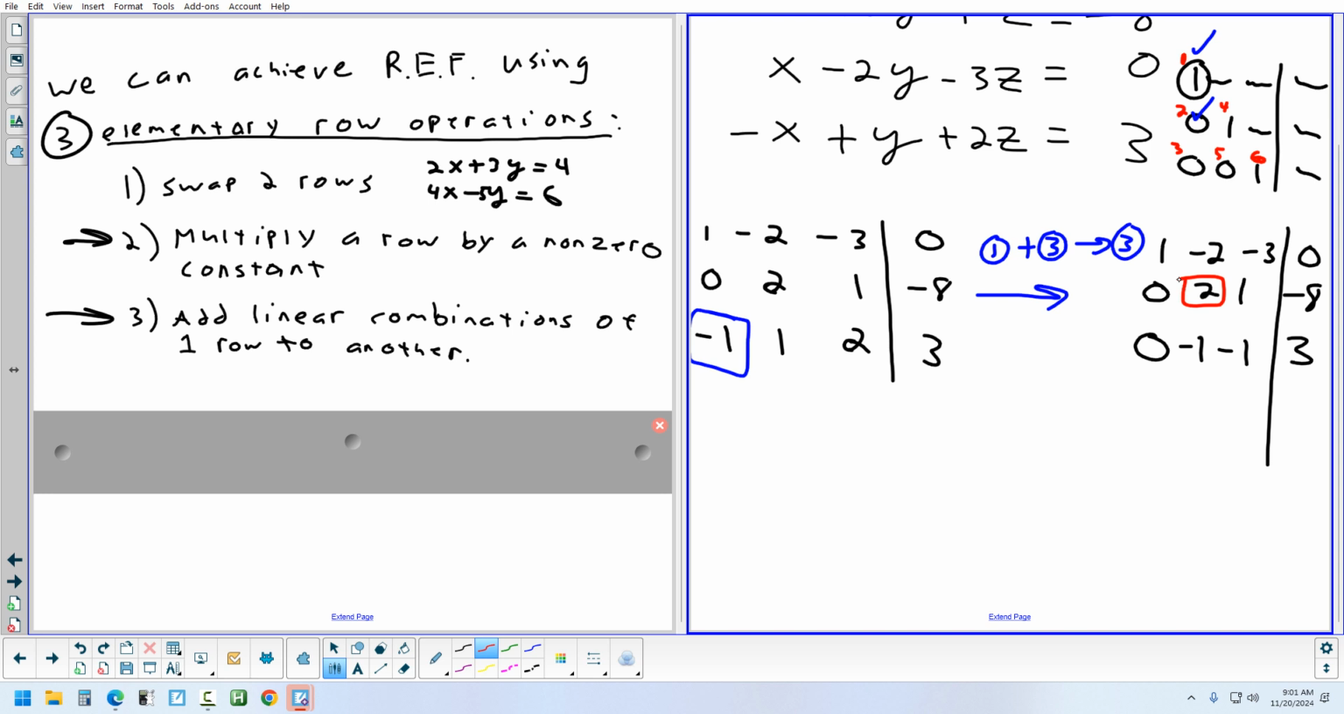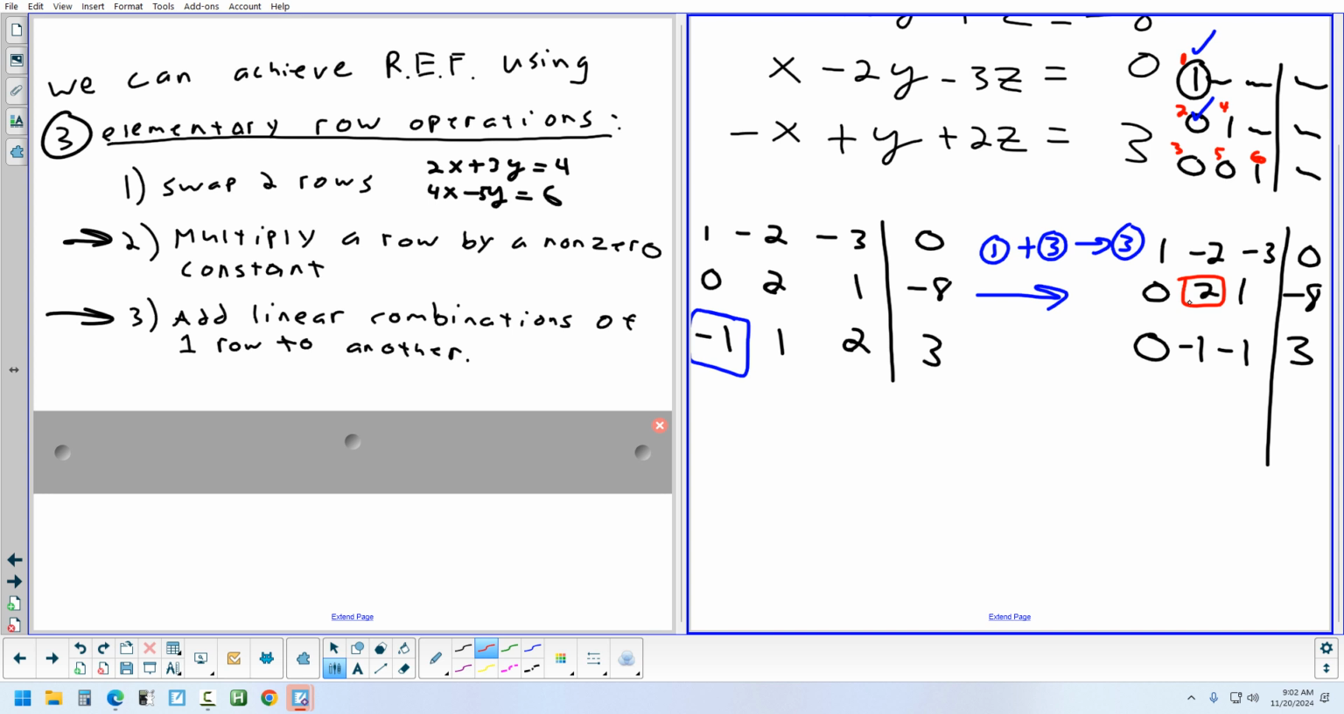Or what else could you do? Oh, you could add 2 and 3. What else could you do? Could you multiply row 2 by like a half? Yeah, you could just multiply everything in row 2 by a half. That's multiplying everything by a non-zero constant. So there might be different ways to get a 1 there, but you do need to get a 1 there. Since multiplying by a half is not going to give me that bad of a decimal, that's what I'm going to do.